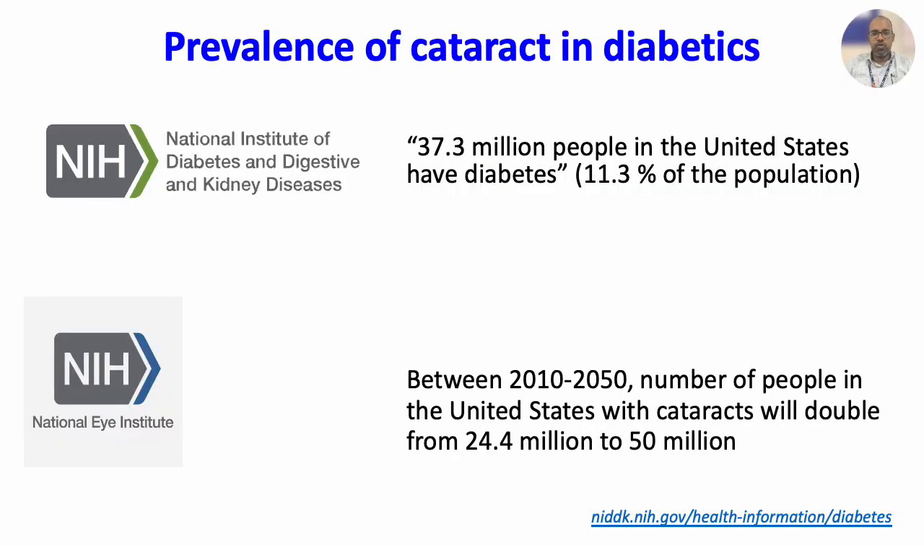In the United States, almost 11% of the population are diabetic, and they predict that from 2010 to 2050, the number of people with cataracts will double from 24 million to 50 million.